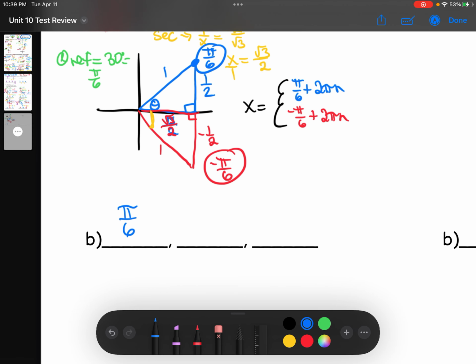To get the second positive solution, it's equivalent to negative pi over 6, but we need its positive representation. So we'd add 2 pi, or 12 pi over 6 with a common denominator, to get 11 pi over 6. Then for the third solution, we'd take the first one, pi over 6, add the equivalent of 2 pi, 12 pi over 6. So that is 13 pi over 6. And there are the three positive solutions, first three positive solutions.